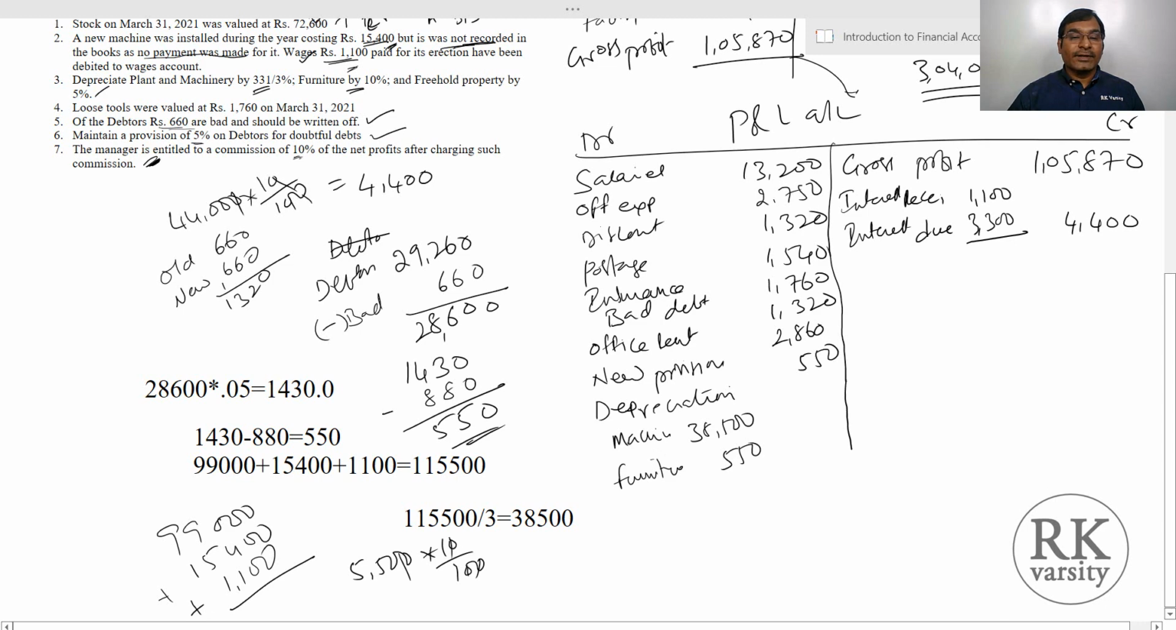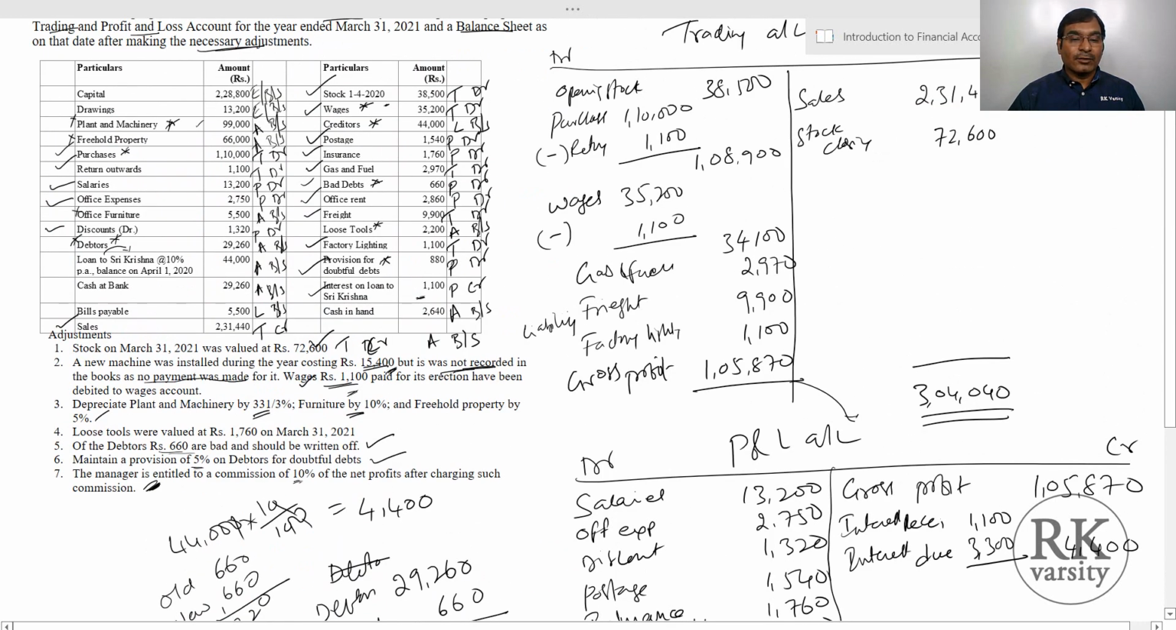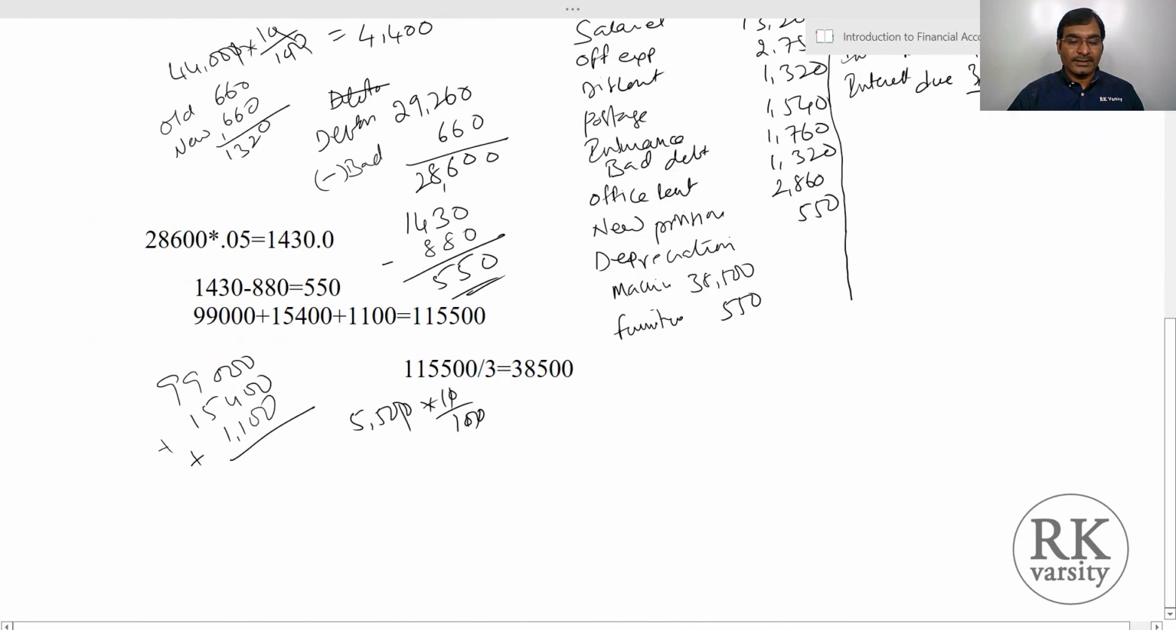And freehold property at 5%. So where is our freehold property? Where we highlighted this. We have freehold property of 66,000, on that 5%. So 66,000 into 0.05 is 3,300. So this is the depreciation on freehold property, 3,300.